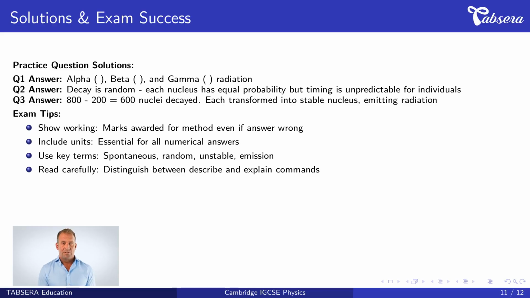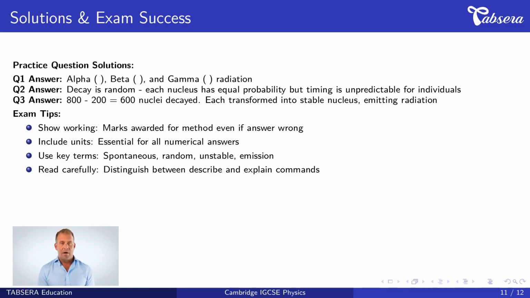Let's review the solutions. For question 1, the answer is alpha, beta, and gamma radiation. These are the 3 main types emitted during radioactive decay, each with different properties and penetrating power. For question 2, we explain that decay is random because each nucleus has an equal probability of decaying, but the exact timing is unpredictable for individual nuclei. We can only predict statistical behavior of large groups.